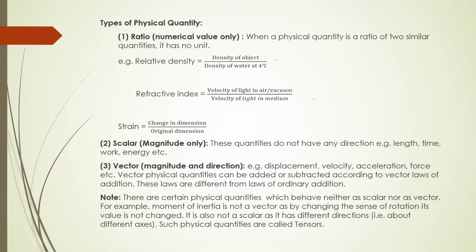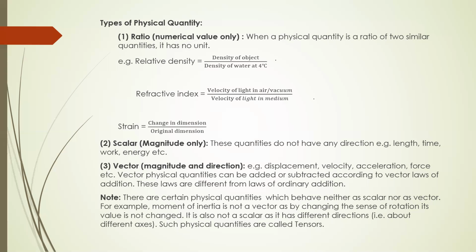Strain. Here what we want to say is that whatever the ratios are there, if it is of the same quantity, then it has no unit. It has no unit. That is called a numerical value only, and that only we say as magnitude. So again, we have two types of physical quantities: scalars and vectors.